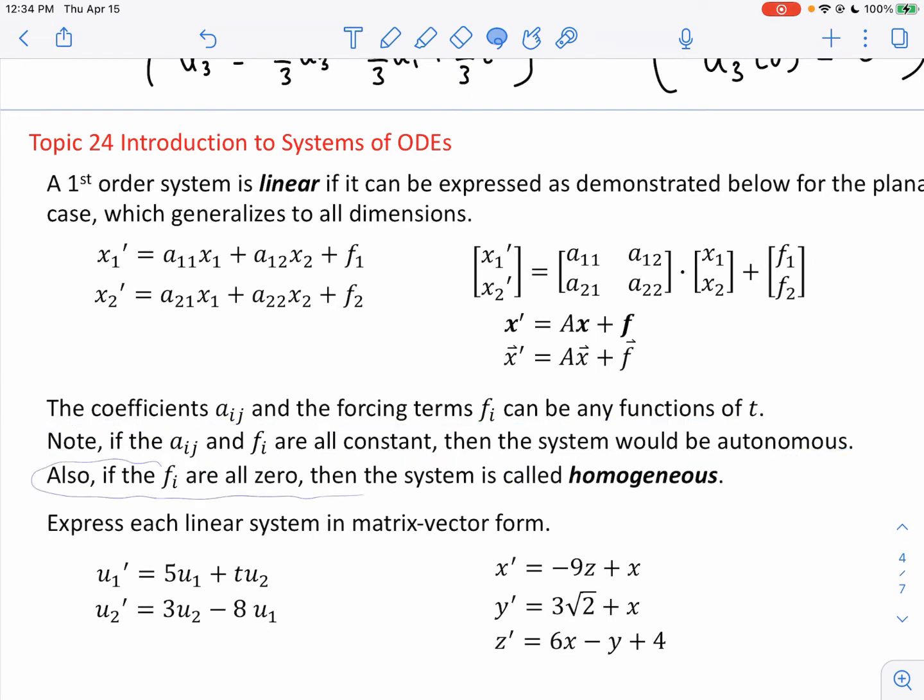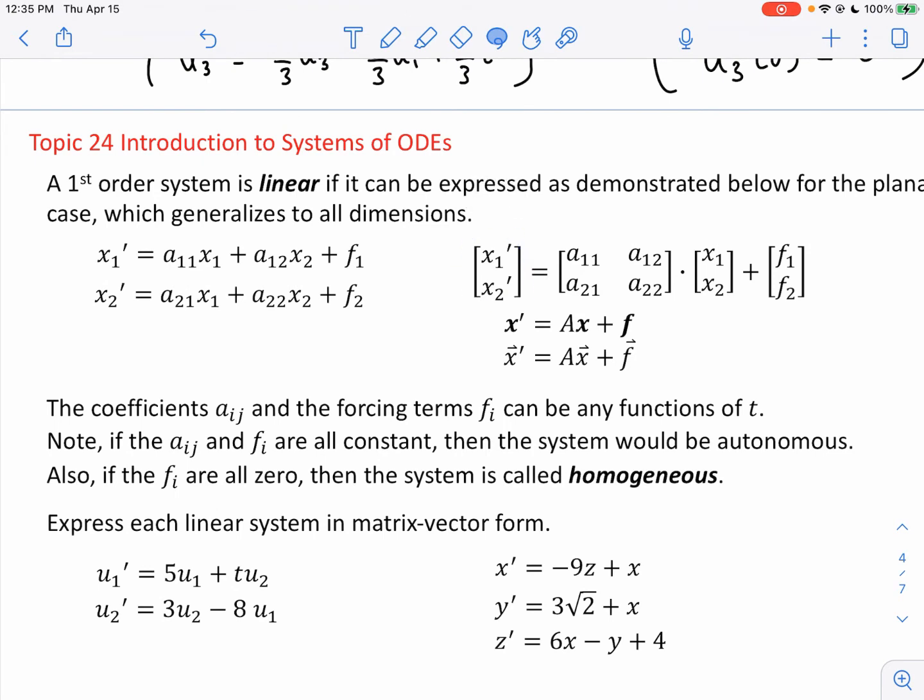Also, we say that if all the forcing terms are 0, then the system is homogeneous. So if these are both 0 and they're not there, then we say the system is homogeneous. Now, in matrix form, it looks like the following. You take the two derivatives, the x1 and the x2 derivatives, and create a vector out of it. So this is a 2x1 matrix right there.